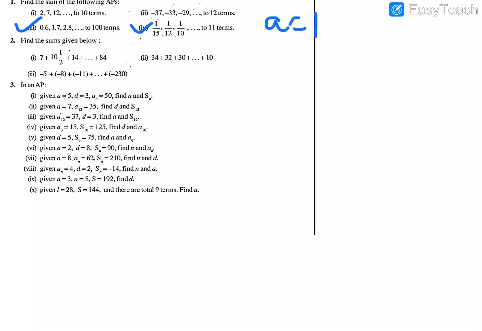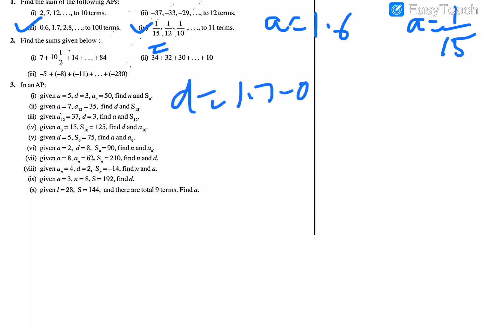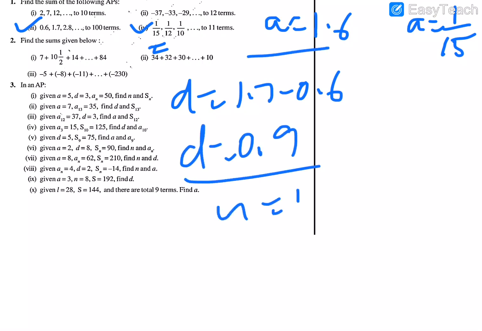A is very obvious, that is 1.6, and in the other question a is equal to 1 by 15. So in both cases you have a clearly, but d is equal to second term minus first term, 1.7 minus 0.6, which is 0.9. So here d is 0.9, and n is given as 100. Simply you'll have to substitute these things in the formula and find out. And the fourth one I am going to do for you.